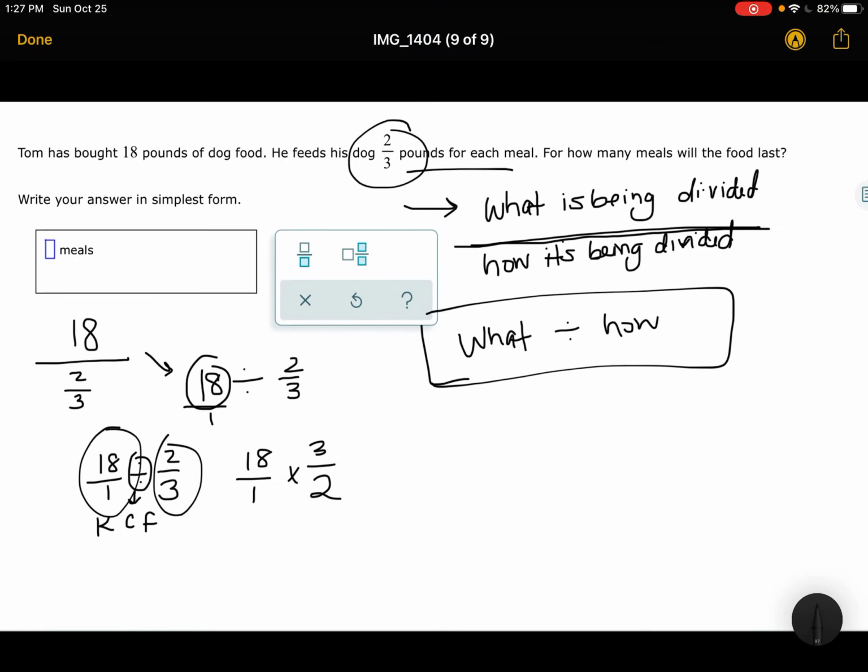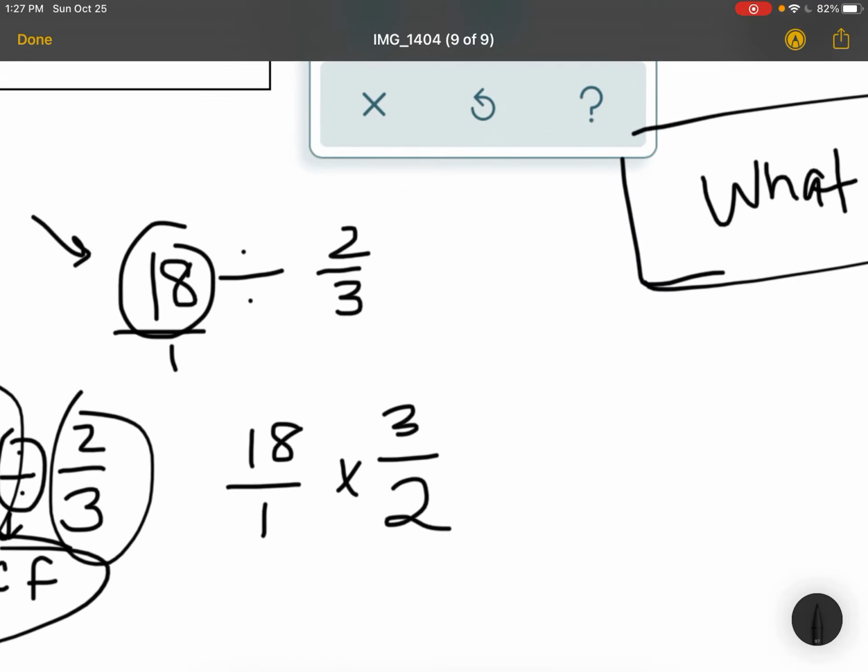Okay, and if this whole keep, change, flip thing confuses you, go back and watch the video on fraction division, and it's going to tell you how to do that.